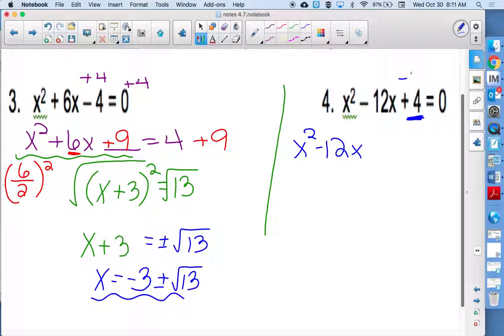So that first step is to eliminate that c value. So take the 4 to the other side. Leave yourself a little space. So just because it's a perfect square doesn't mean it's a perfect square that works with the middle number. Ava, what are we going to do next to fill in the blank here?